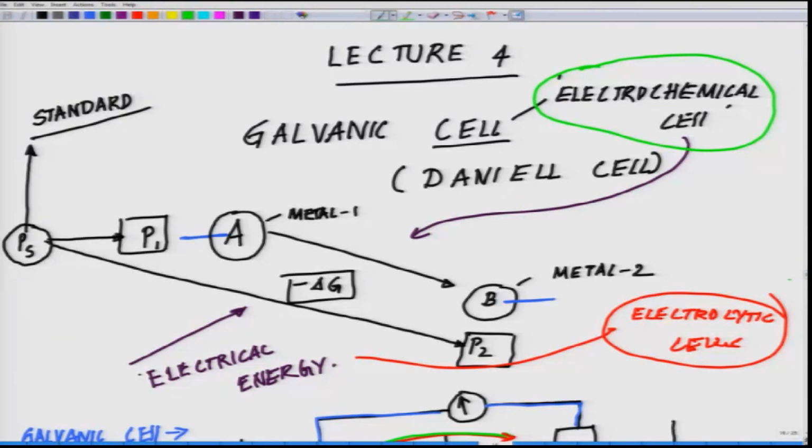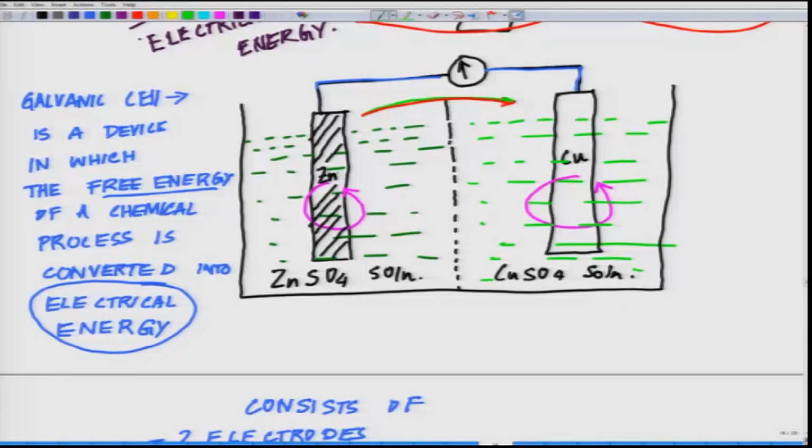Now, in a Daniell cell, a zinc rod is immersed in ZnSO4 solution, and a copper rod is immersed in the copper sulphate solution. The two solutions are kept separated by a porous barrier. The barrier allows current to pass through it.